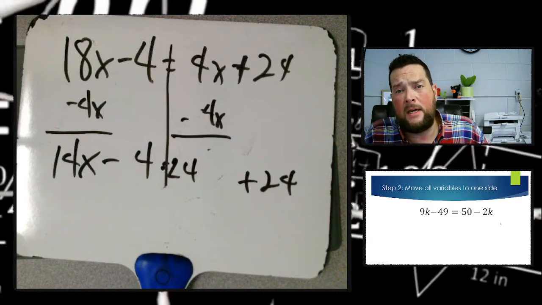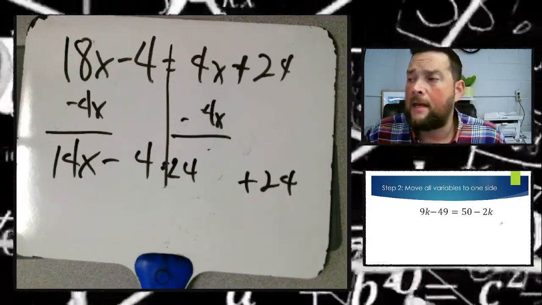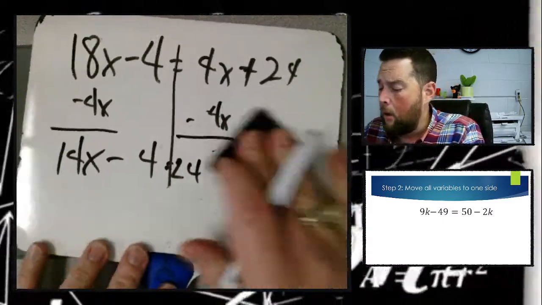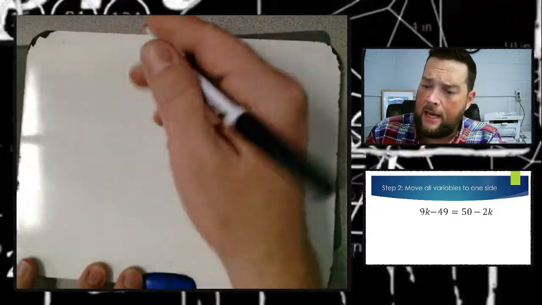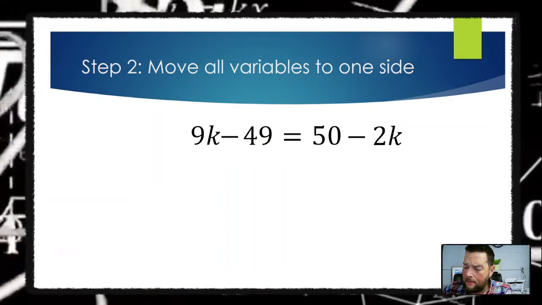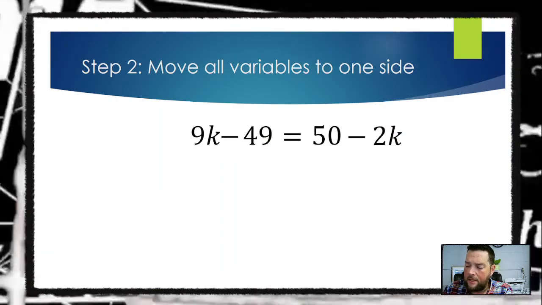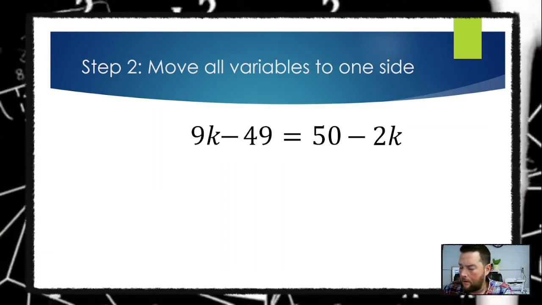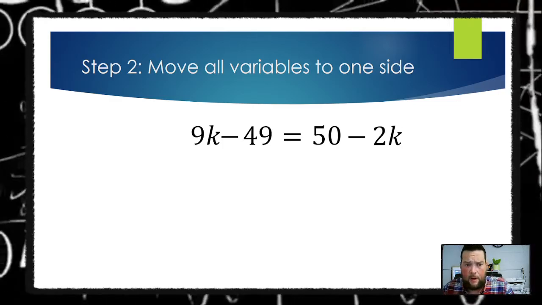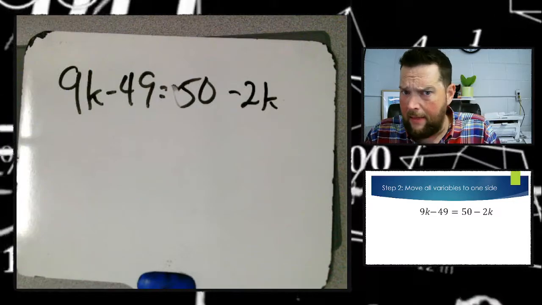So go ahead and pause this and then come back and get some understanding. Or if you want to, I'll talk you through it while we're going through this one, because this is a little bit different. If you can't see the problem, there it is right there. 9k minus 49, so take this chance to write it down, equals 50 minus 2k. Now then, here we go.